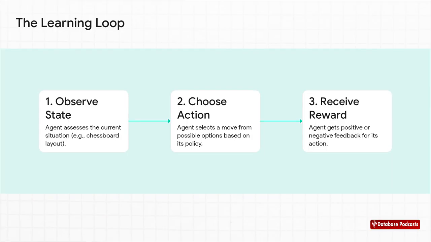And the whole thing runs on this constant feedback loop. It's actually pretty intuitive. First, the agent looks around and observes the state of the world. Where are all the pieces on the chessboard? Then, based on its current strategy, its policy, it chooses an action. It makes a move. And finally, it gets a reward or a penalty. Did that move get it closer to winning? It uses that feedback to update its strategy, and then it starts the loop all over again, getting a tiny bit smarter each and every time.